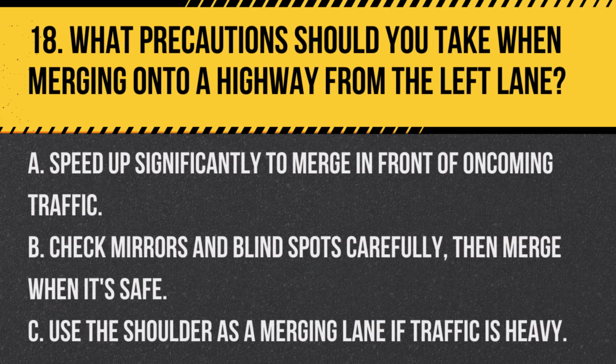Question 18. What precautions should you take when merging onto a highway from the left lane? A. Speed up significantly to merge in front of oncoming traffic. B. Check mirrors and blind spots carefully, then merge when it's safe. C. Use the shoulder as a merging lane if traffic is heavy. Answer B. Check mirrors and blind spots carefully, then merge when it's safe. Merging from the left can be more challenging due to higher speeds.